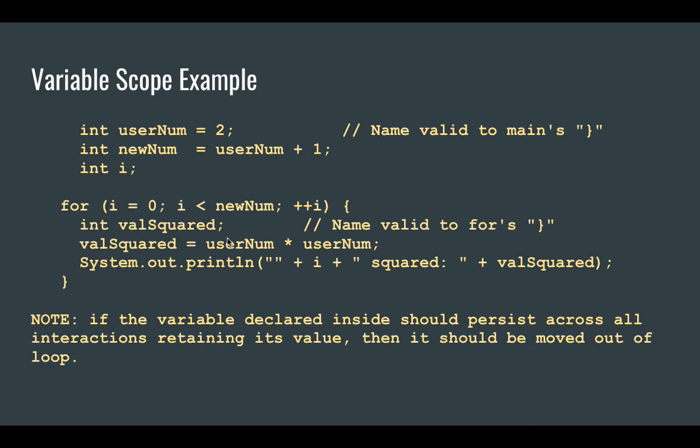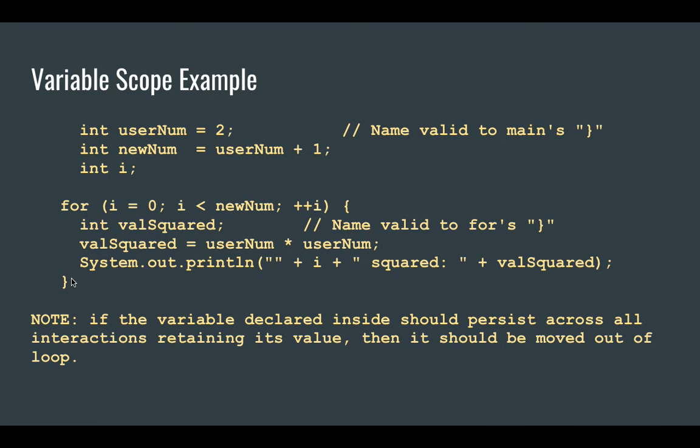Again, here's the example. This value square, every iteration it comes through, it's redeclared. Which means that if there is a value that was assigned previously, it doesn't matter. At the end of this curly bracket, as it hits the end, it goes out of scope.